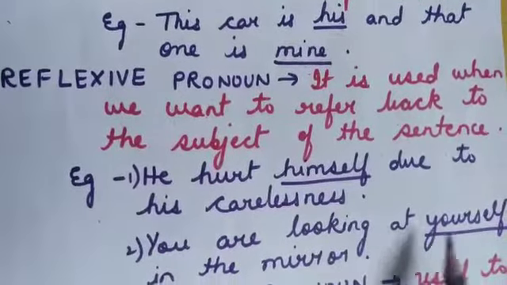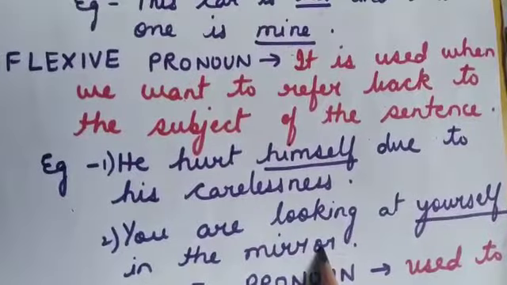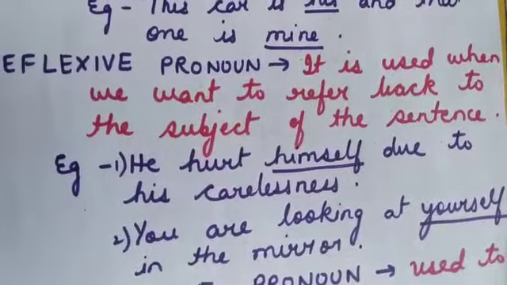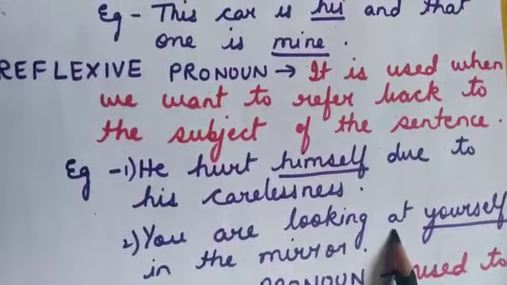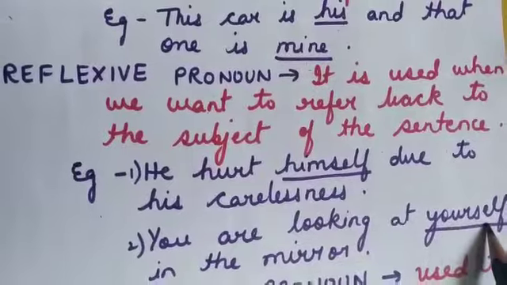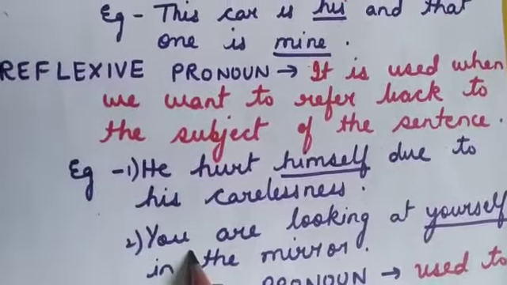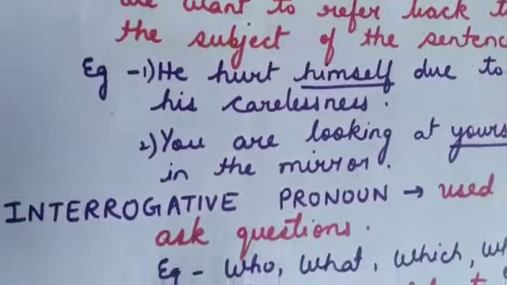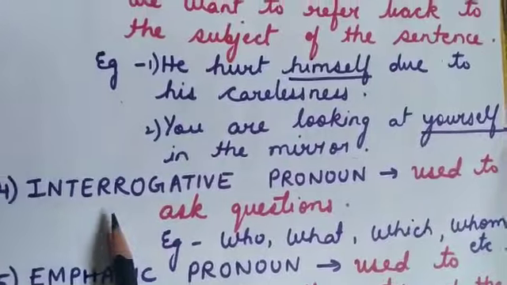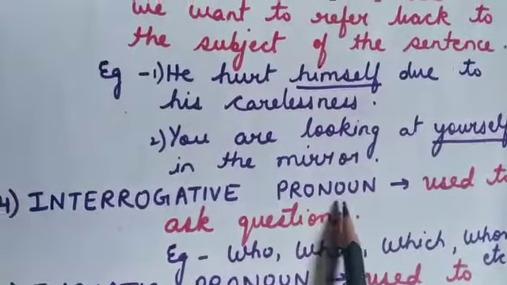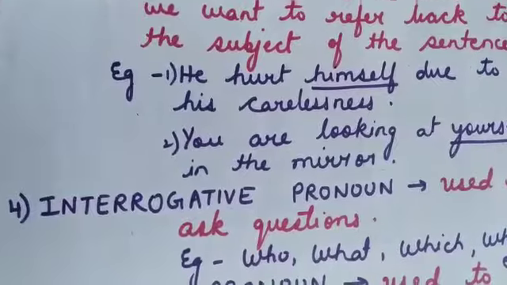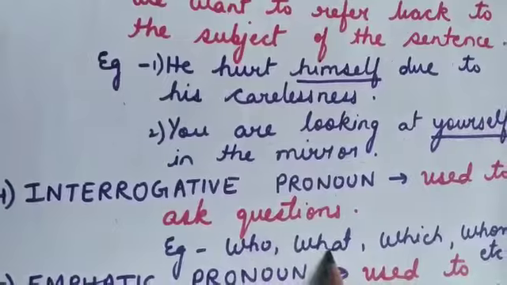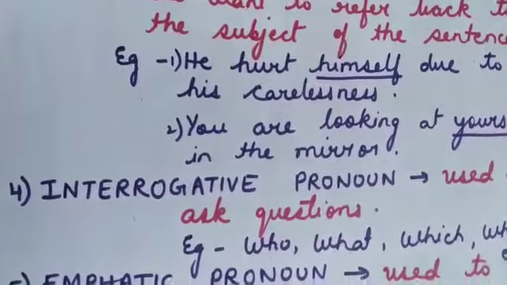You are looking at yourself in the mirror. Here yourself is reflexive pronoun because whom are you looking at? You are looking at yourself. It is again referring back to the subject. So it's a reflexive pronoun. Coming to the fourth number, interrogative pronoun, which is used to ask questions. Examples of interrogative pronouns are who, what, which, whom, etc.